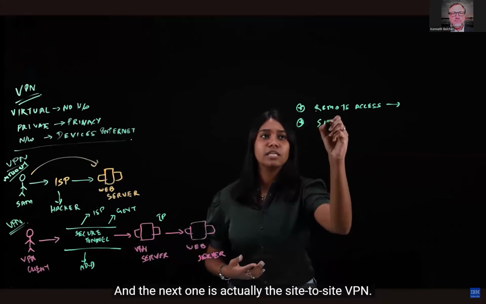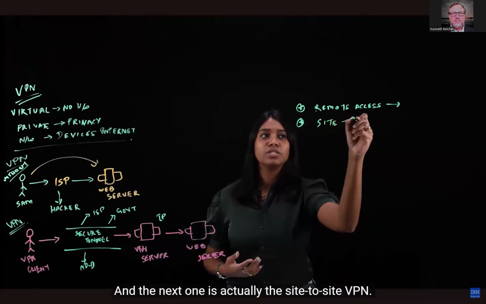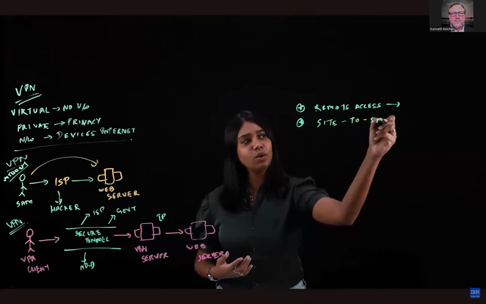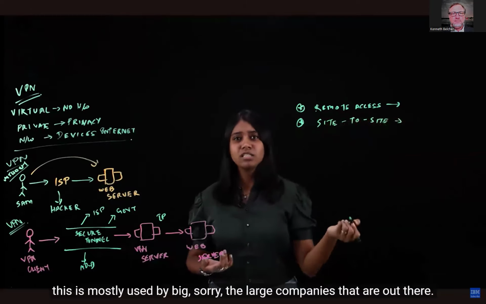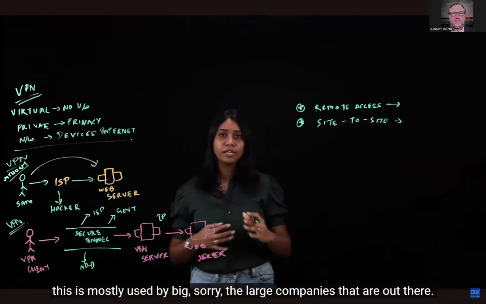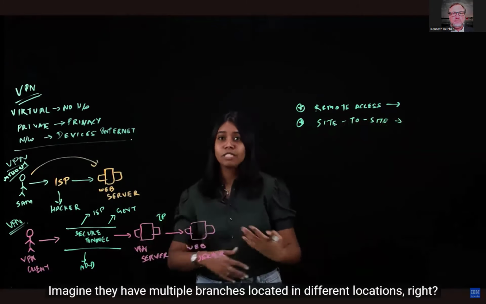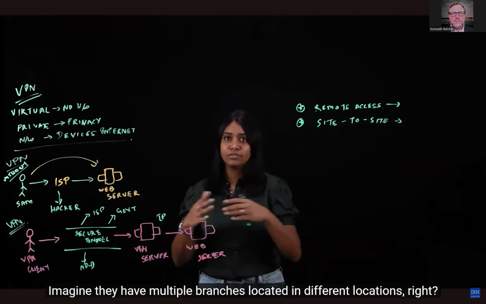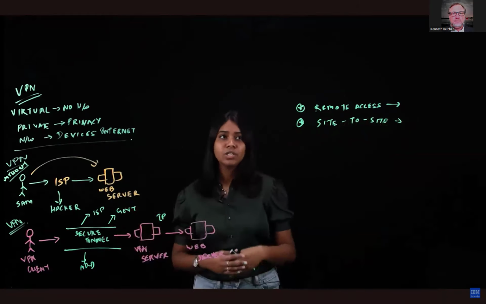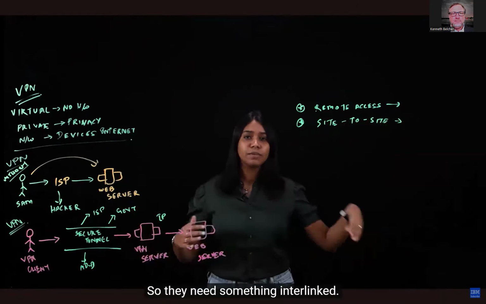And the next one is the site-to-site VPN. This is mostly used by the large companies out there. Imagine they have multiple branches located in different locations. So they need something interlinked. They need network connectivity between these different branches. They use site-to-site VPN to access each other's data.